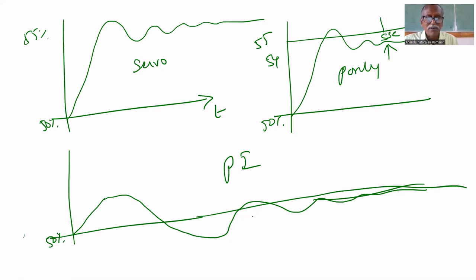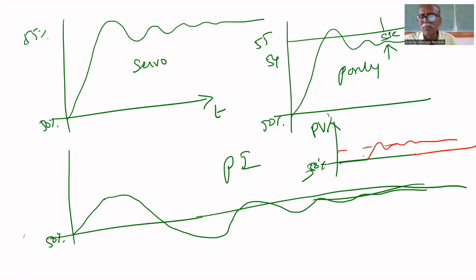Suppose I am disturbing the process with a P-only controller. Initially the controlled variable is at 50%. At this point I disturb it, it goes out, oscillates and settles like this. It may settle at somewhere around 52%. Steady state error will be there with a P-only controller. If you use a PI controller, there won't be any steady state error. Have you understood this point?